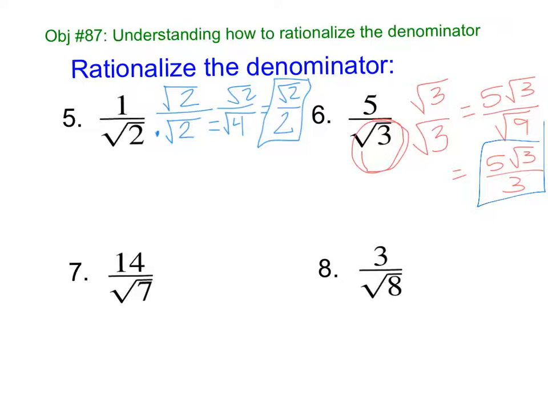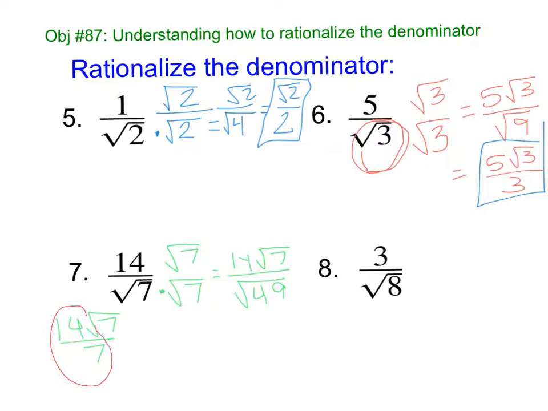All right, so number 7, square root of 7, whatever we do on the bottom, we do on the top. 14 root 7 over the square root of 49. So we get 14 root 7 over 7. Now this one we can simplify, but we're not simplifying this. We're simplifying this. 7 goes into 14 how many times? So this simplifies to 2 root 7. And that's your answer. So the root 7 stays. It's the 14 divided by 7. That's 2. All right.